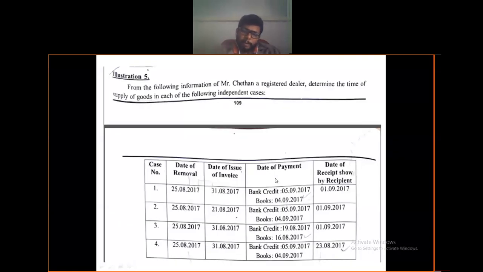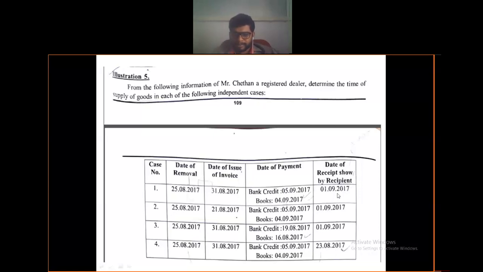So next problem, problem number 5, simple as it is, same kind of problem. From the following information of Mr. Chetan, a registered dealer, determine the time of supply of goods in each of the following independent cases. So again, four things are given like the previous problem: date of removal, date of issue of invoice, date of payment, and one more thing, date of receipt shown by recipient.